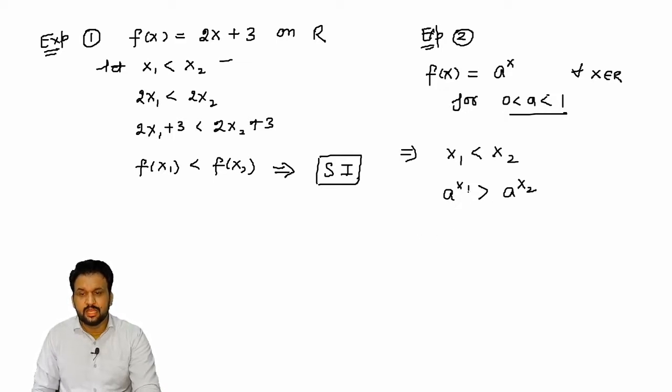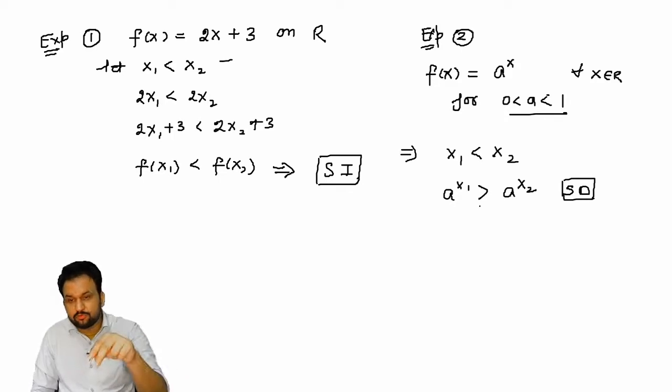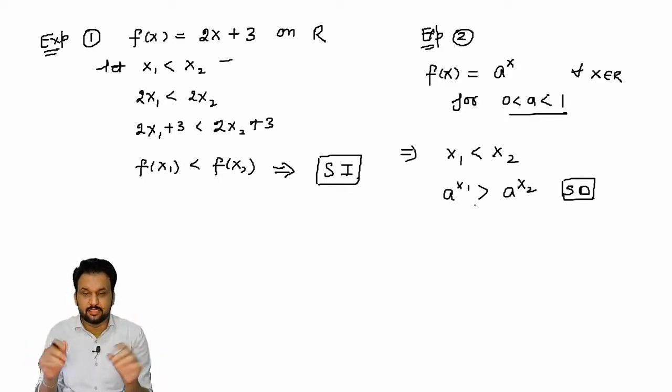Here you can see the smallest point is giving the greatest value, so it means this function is strictly decreasing. I'm not using an equal to sign. If you use an equal to sign, then it will be increasing or decreasing, but if I'm using less than or greater than only, it means we are talking about strictly increasing or strictly decreasing.